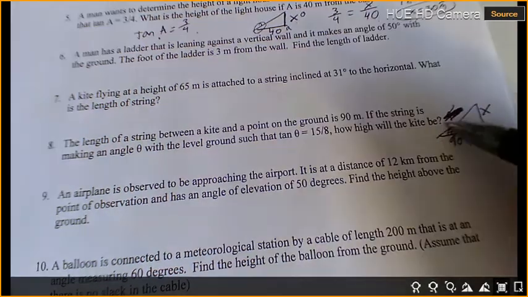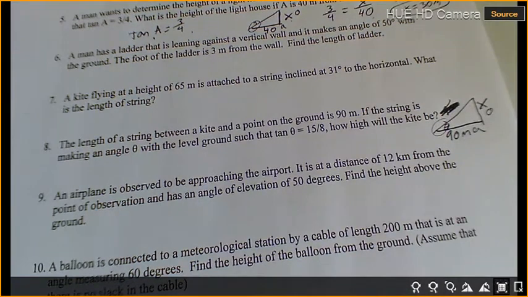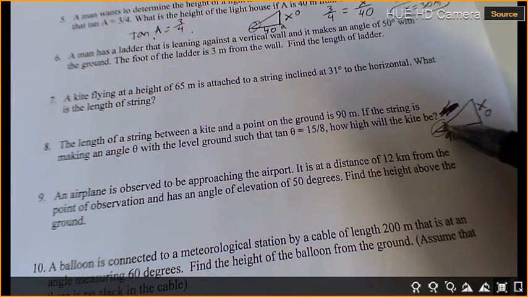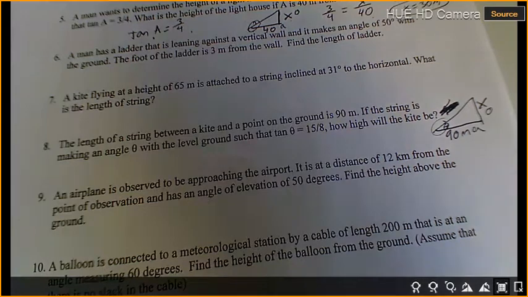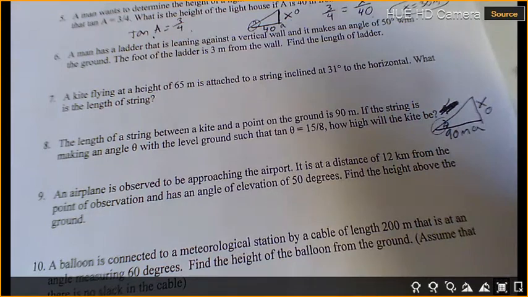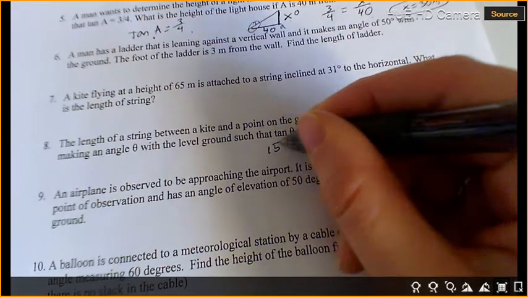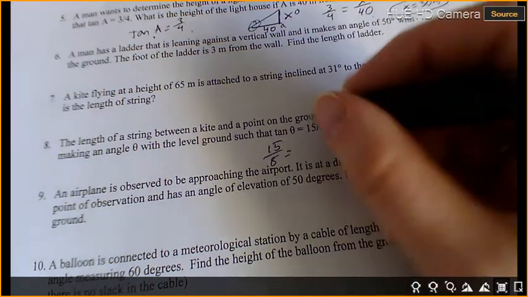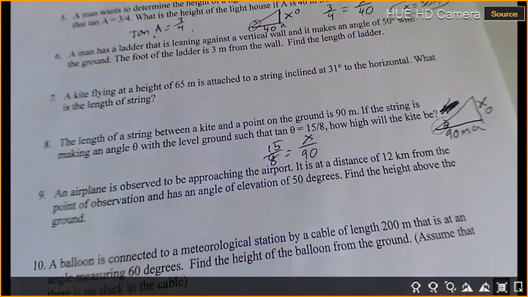Okay, theta is right here. So this is my opposite and this is my adjacent, correct? Theta is just the angle. It just means unknown angle. It's like x. Sorry, I made it too small. So this is opposite and adjacent. So we've got 15/8 equals opposite x over adjacent 90, and I'm leaving it like that. You can solve it.